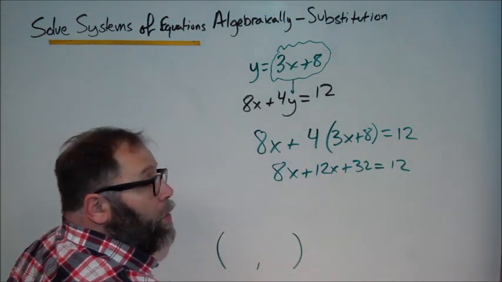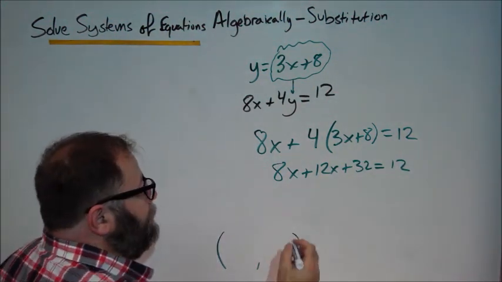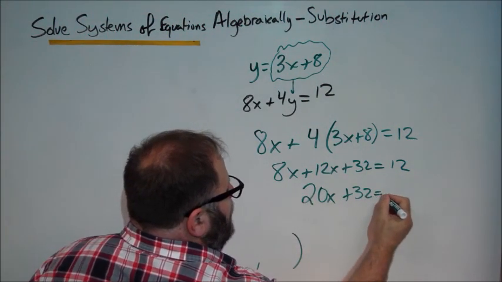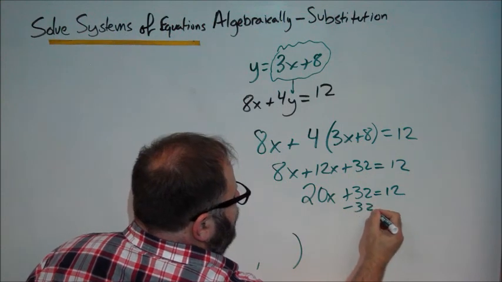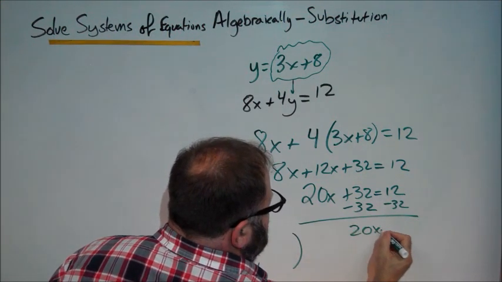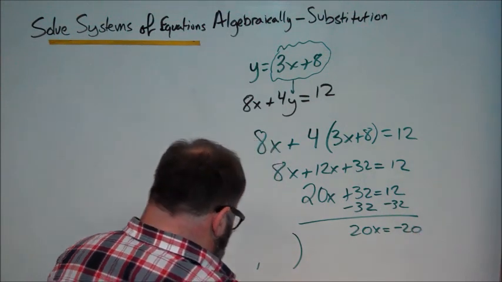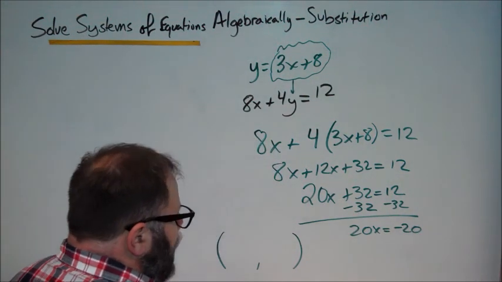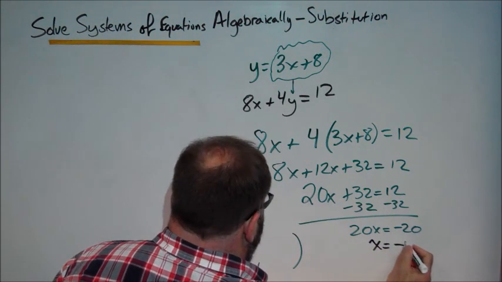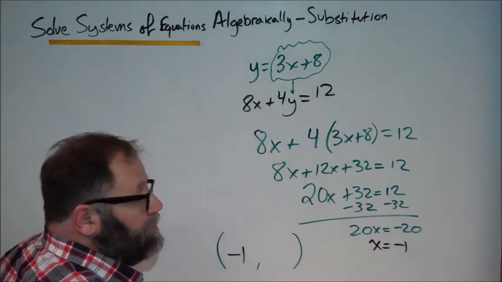Let's get us down to one variable. One variable is a little bit more wieldy for us. We've got 20x plus 32 equals 12. Let's subtract 32 from both sides. That gives us 20x equals negative 20. And then x is equal to negative 1. So now I have half my solution.